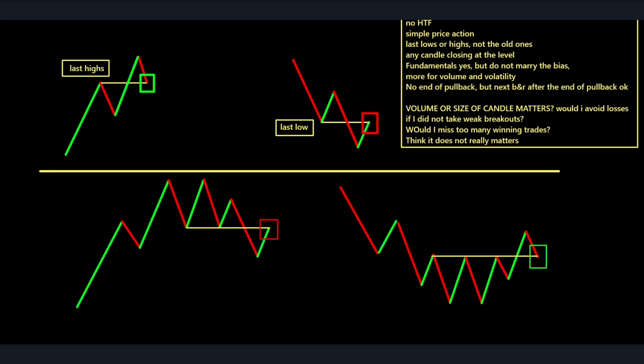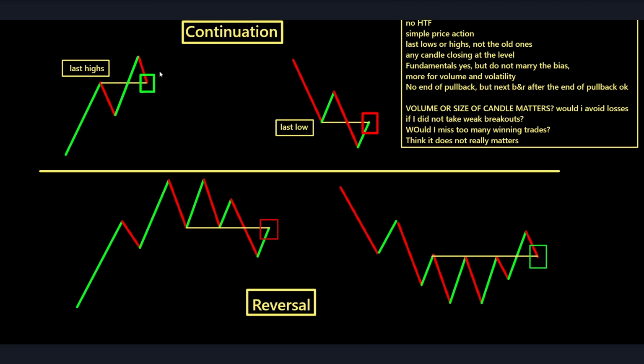The other setup is still a break and retest, but is more of a reversal. So we can say that this one is a continuation and this one is a reversal. What does that mean? We have price in a bullish trend. Maybe we take this break and retest as part of this setup. Maybe it goes to profit, maybe it does not. It doesn't really matter. This can easily be the continuation of this setup.